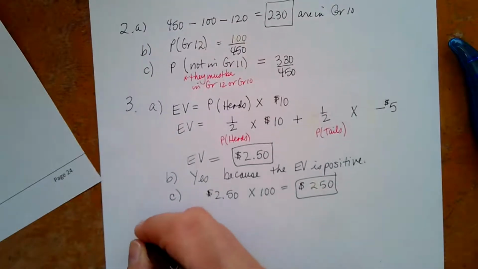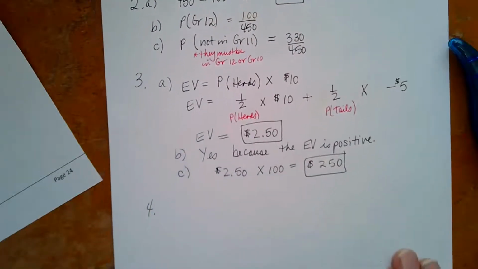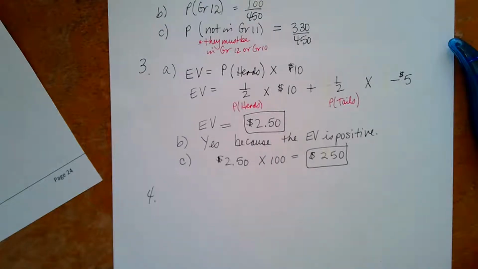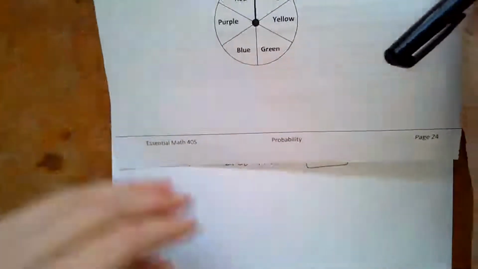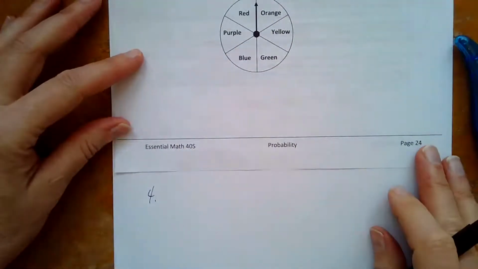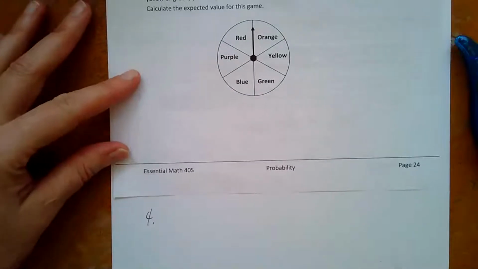Number 4. Okay, we move up. Number 4. A spinner has 6 equally sized segments. Each segment is a different color: red, orange, yellow, blue, green, purple. You spin the spinner once. I'm going to see if I can fit the spinner up here over my work. You can barely see it, right? I'll move down a little bit.